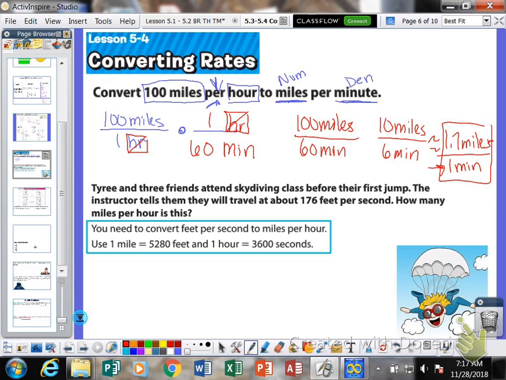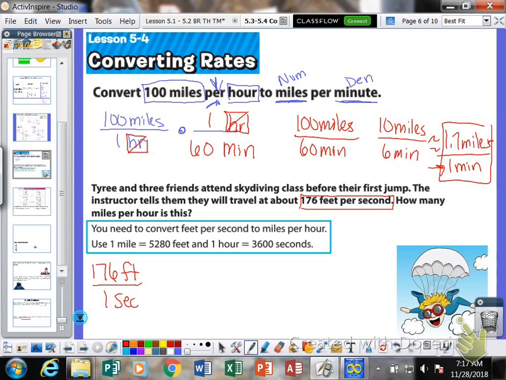Tyree and 3 friends attend skydiving class before their first jump. The instructor tells them they will travel about 176 feet per second. How many miles per hour is this? So we're starting with this. This is what we start with because that's what's given. So 176 feet goes on top over 1 second.